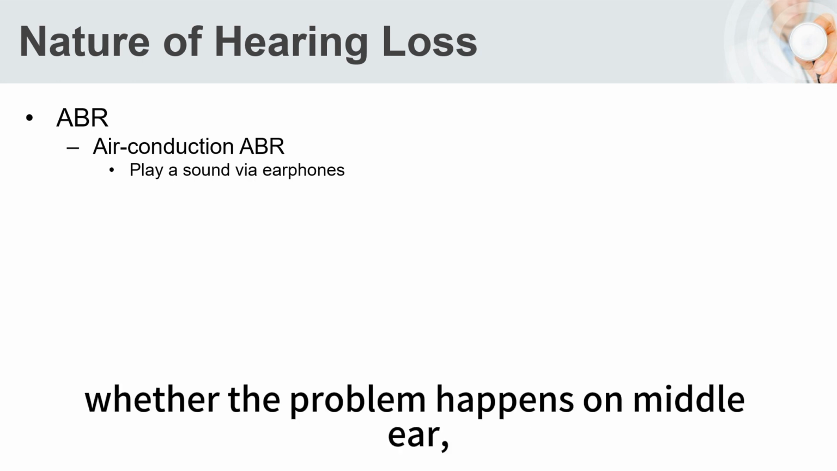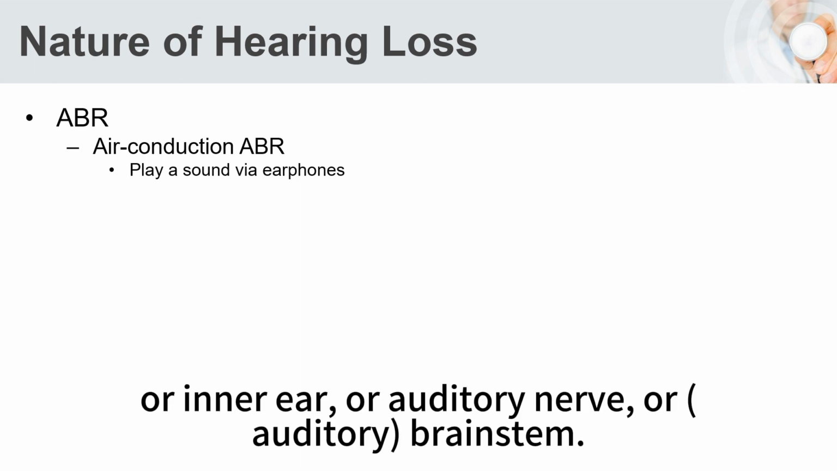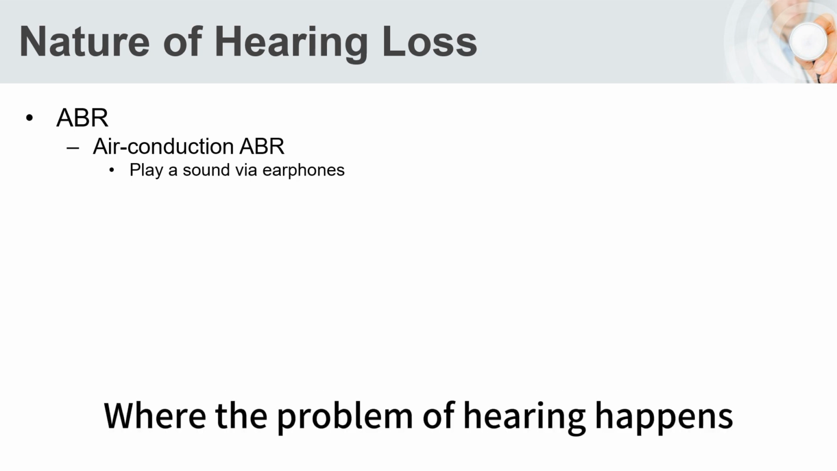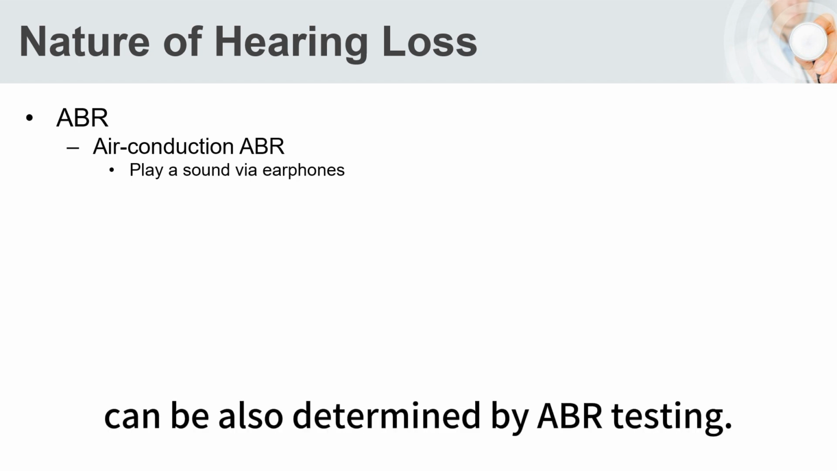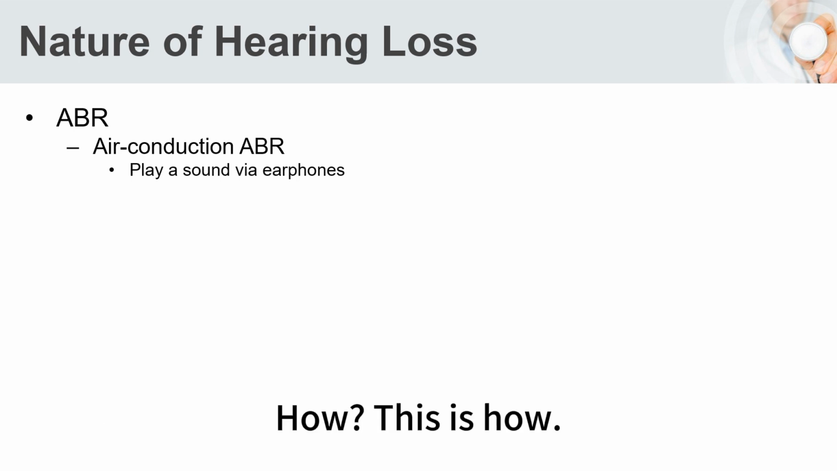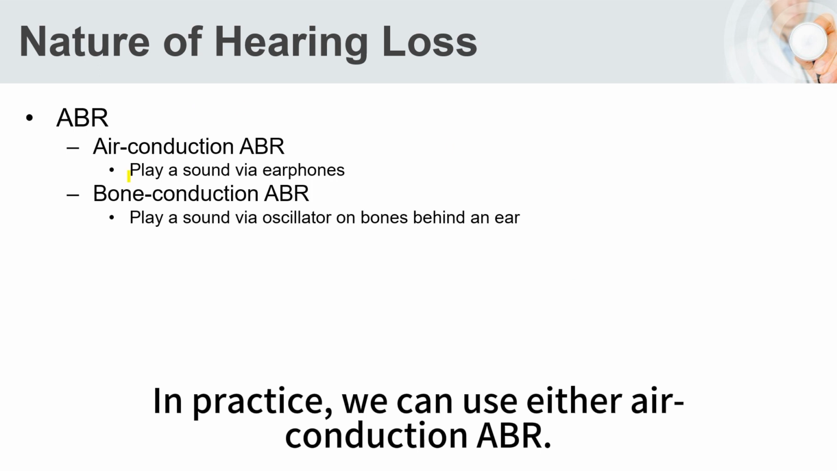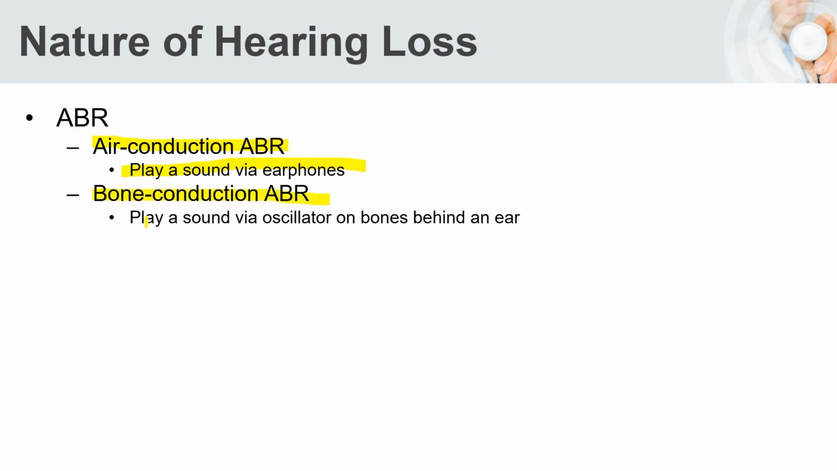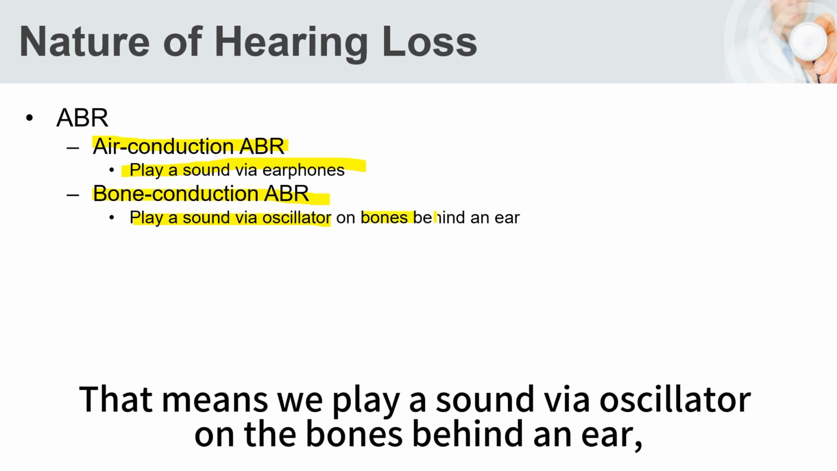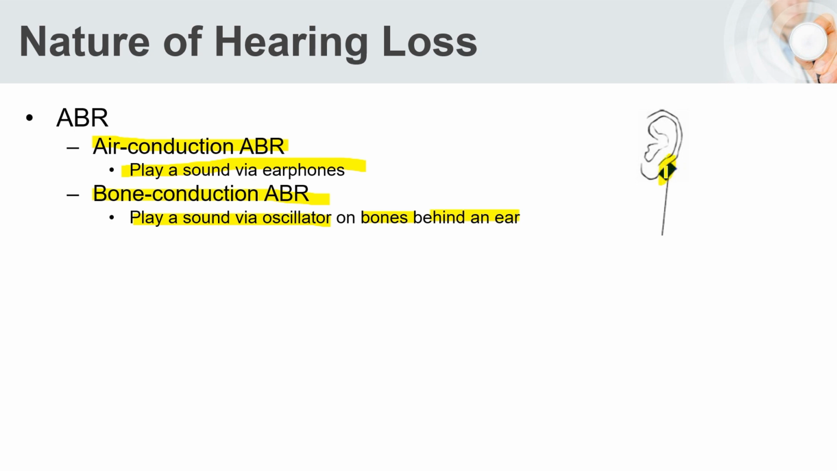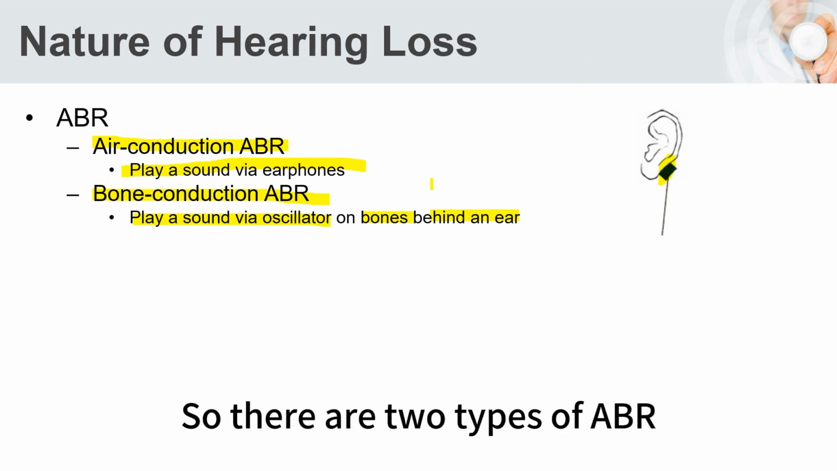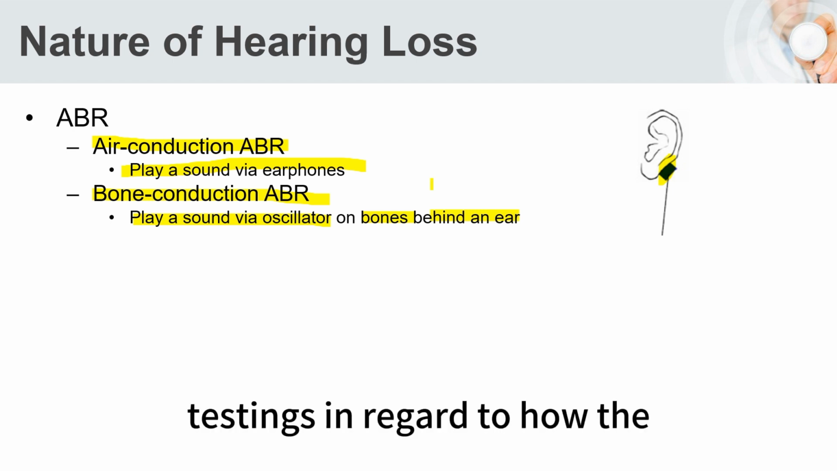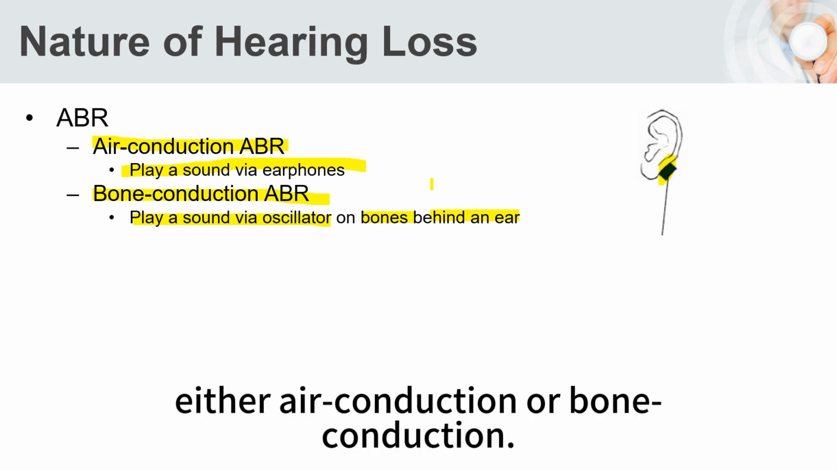And the nature of hearing loss, whether the problem happens in the middle ear, or inner ear, or auditory nerve, or brainstem, where the problem of hearing happens can also be determined by ABR testing. How? This is how. In practice, we can use either air conduction ABR, where you play a sound via earphones, or we can use bone conduction ABR. That means we play a sound via an oscillator on the bones behind the ear, like this. This is bone conduction ABR. So there are two types of ABR testing in regard to how the sound is delivered, either air conduction or bone conduction.